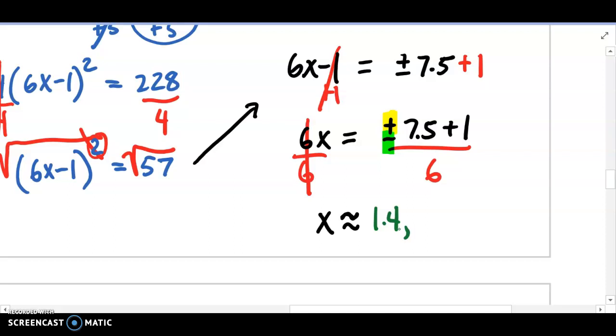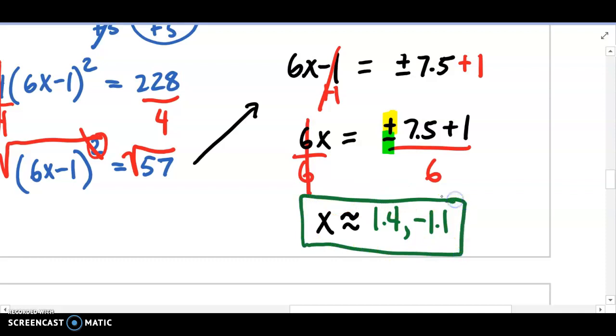Clear your calculator. Now let's do negative 7.5. Add 1. Which is negative 6.5, and then we divide that by 6, and we get about negative 1.1, approximately. So those are approximately our two solutions for that one. That was a little bit tougher one.